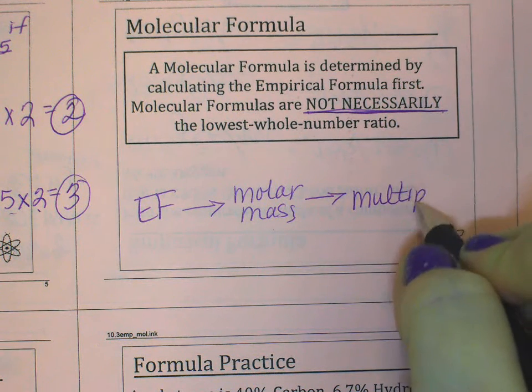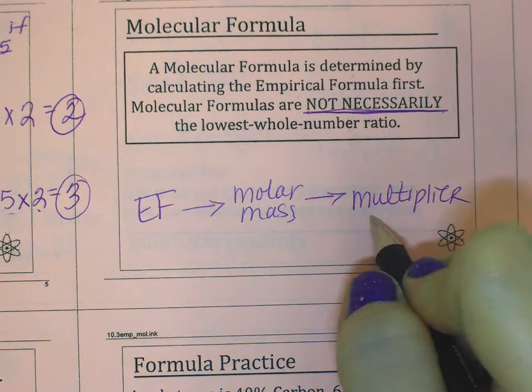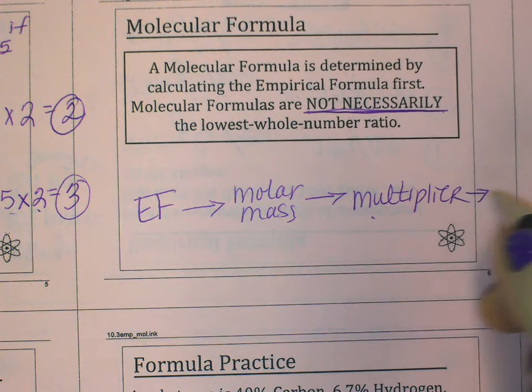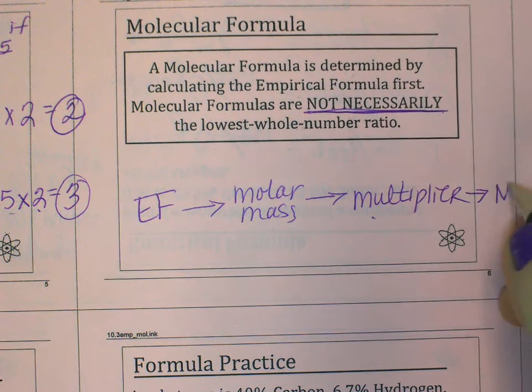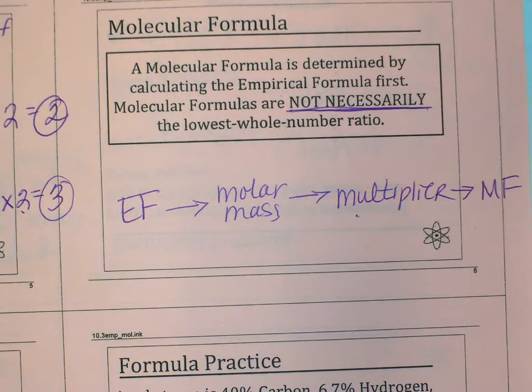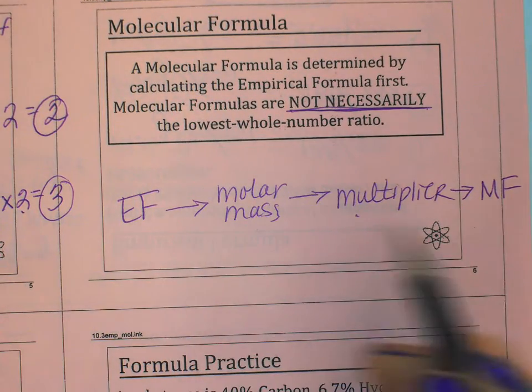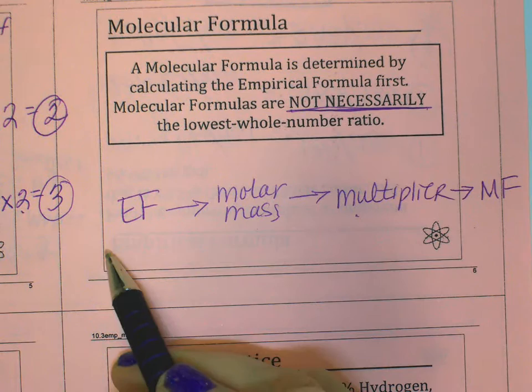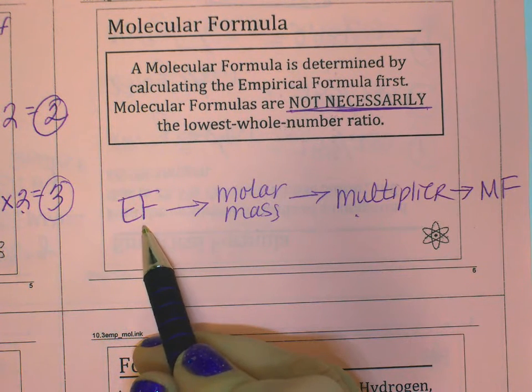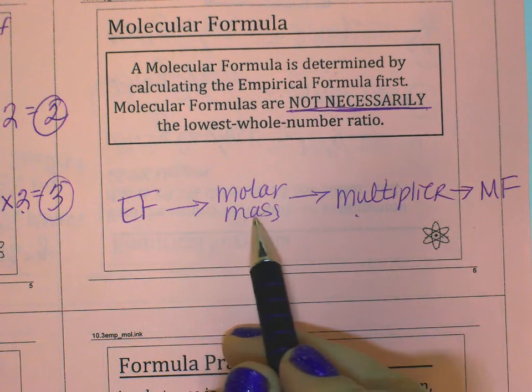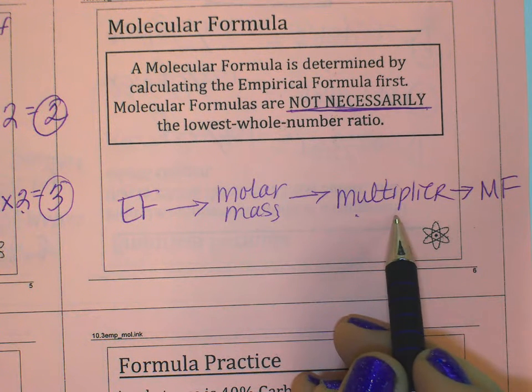And from that multiplier, you can find the molecular formula. All right? Looks like it's going to take a lot of work. It's not. You're doing the same thing that you did. You're going to find that empirical formula, then you're going to do something here with a molar mass to get a multiplier. Boom, you'll all of a sudden have the molecular formula.